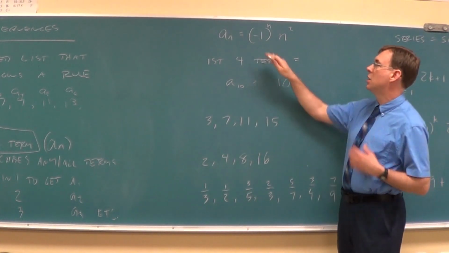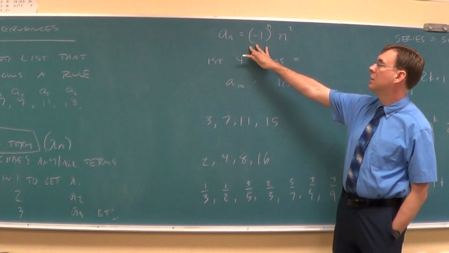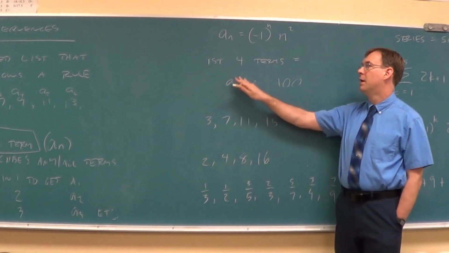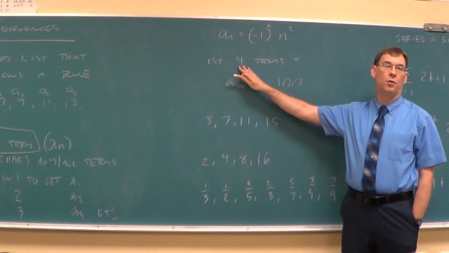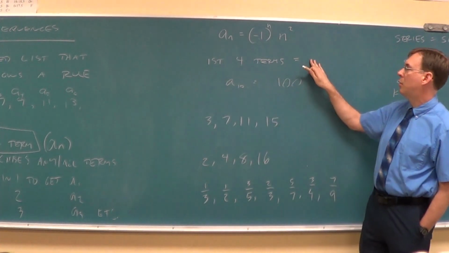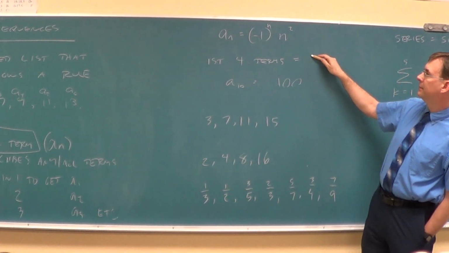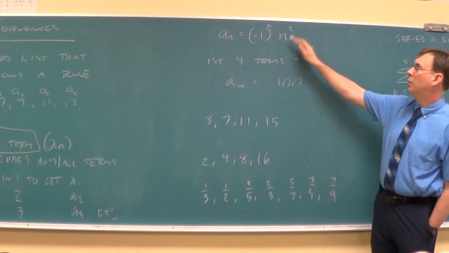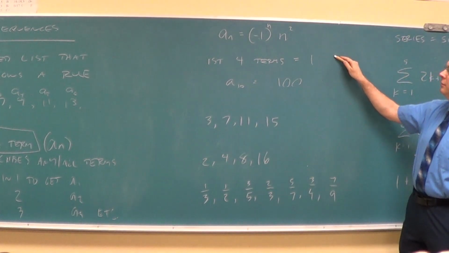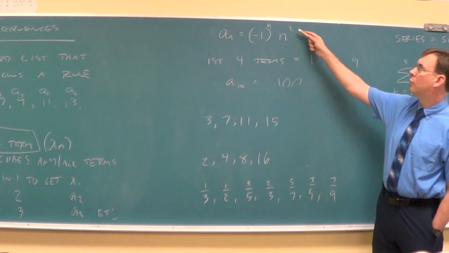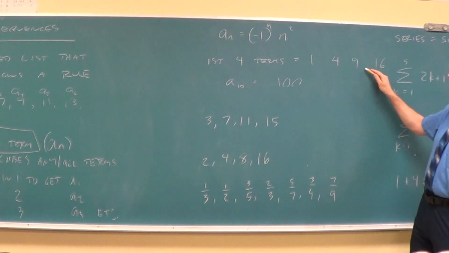So I'm saying to you, here's the formula that can create any term you want. I want you to create the 10th term, and I want you to create also the first 4 terms. So let's double back to this one. If we plug in 1 to get squared, that's 1. When 2 gets squared, 4. When 3 gets squared, 9. When 4 gets squared, 16.